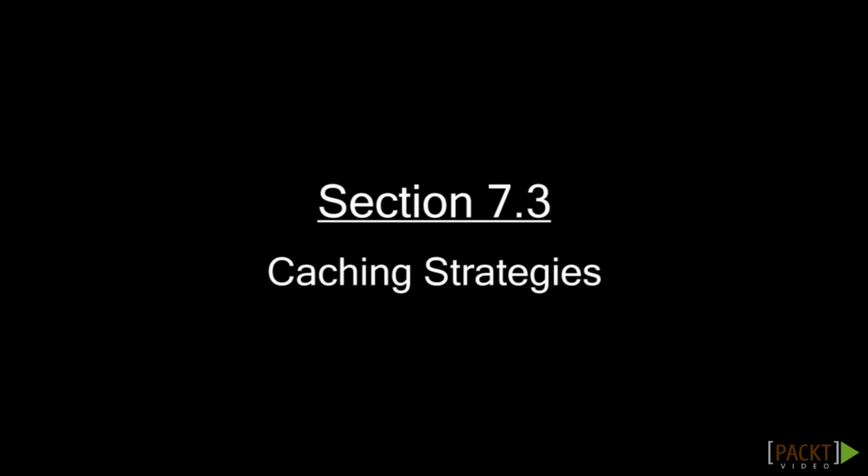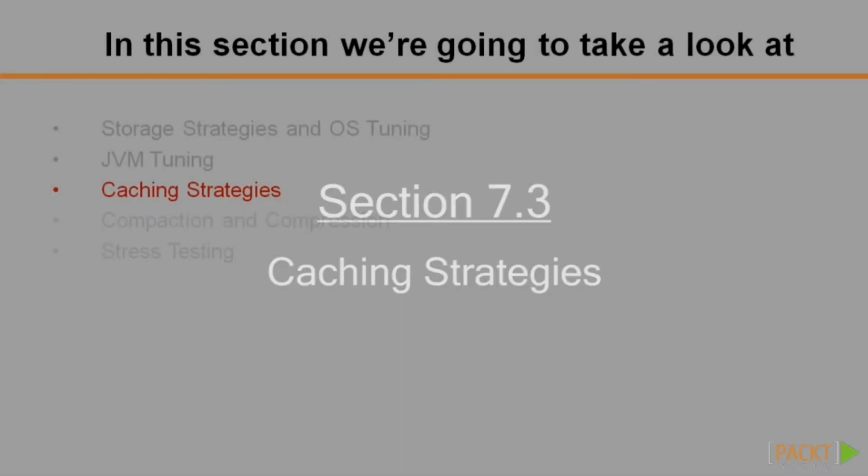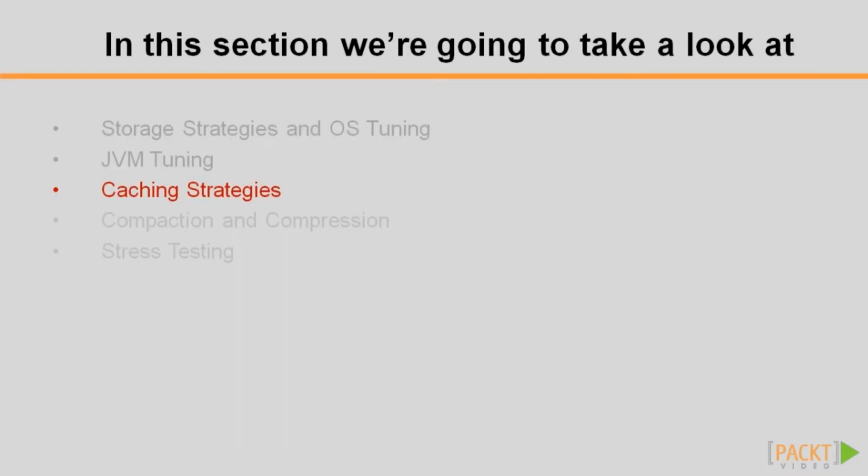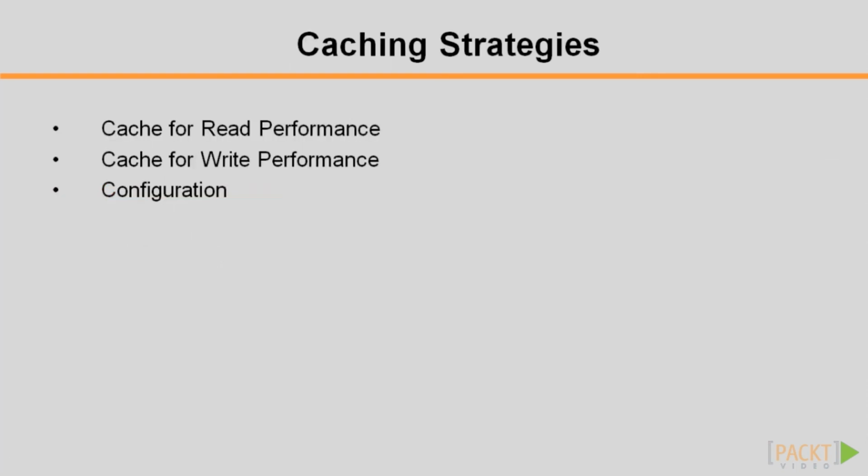In this video, I'm going to elaborate on Cassandra's caching mechanism and the corresponding tuning strategies. Cassandra has different caches to boost up performance for read and write operations respectively. I'll also introduce the commonly used configuration parameters for tuning caches. First, cache for read performance.